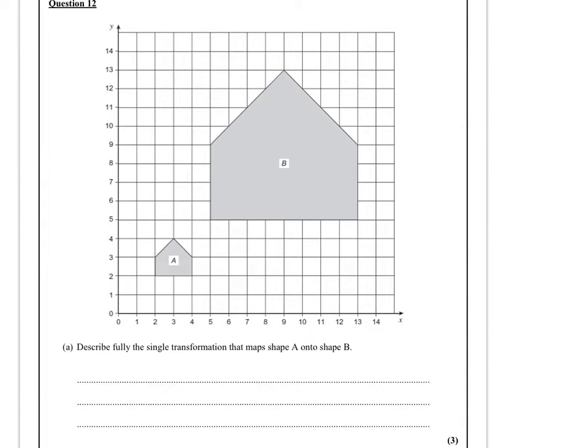Question 12. Part A asks us to describe fully the single transformation that maps shape A onto shape B. So we need to describe what's happening here, and they're even asking what type of transformation it is. So the first one, nice and easy, it's an enlargement. That's going to give us 1 mark. And then we need to say what the scale factor is, and we also need to say what the centre of enlargement is.